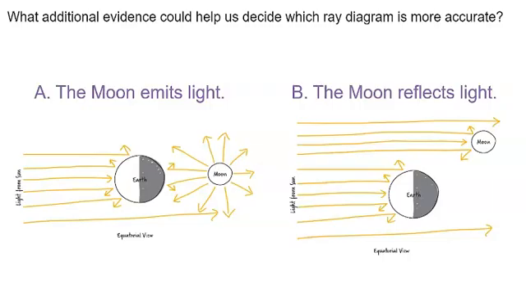Hey, maybe if we could see images of the surface of the moon, we might be able to see if it emits its own light. One of your tasks at the end of this lesson will be to draw the diagram that represents why we can see the moon.